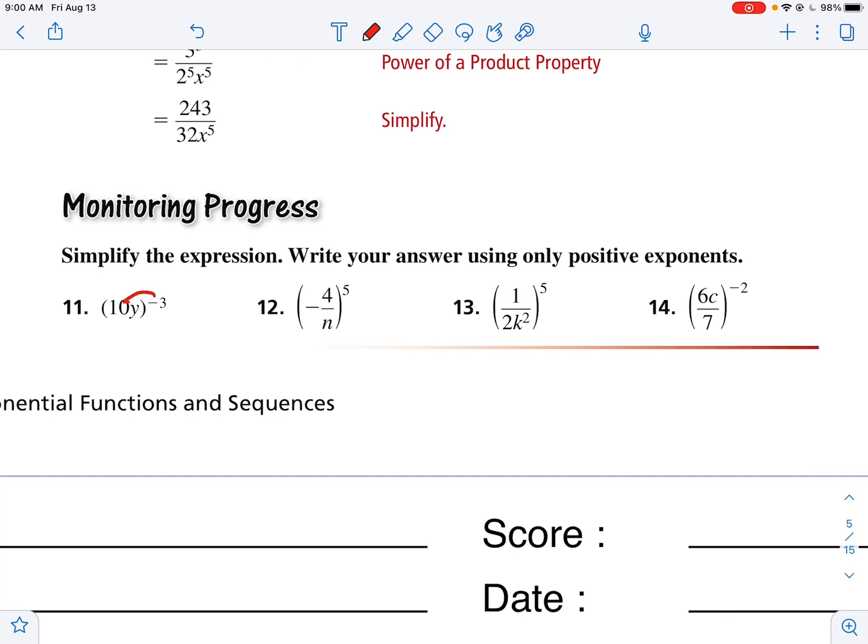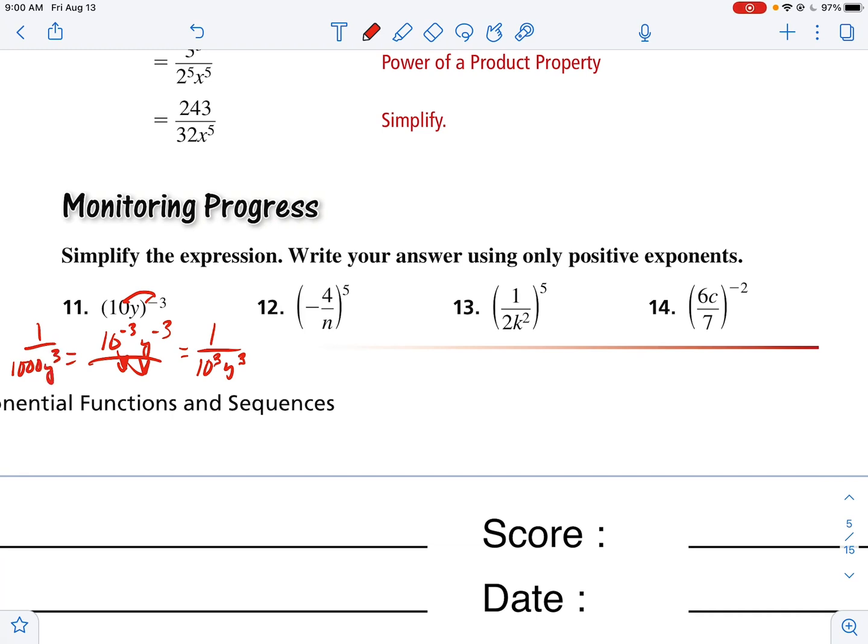Okay. It goes to both. So that's 10 to the negative 3. And then y to the negative 3. And they're both negative, so they're both going to hop the line. So that becomes 1 over 10 to the 3rd, y to the 3rd. Which is, I'm going to go back this way, 1 over 1,000 y to the 3rd.